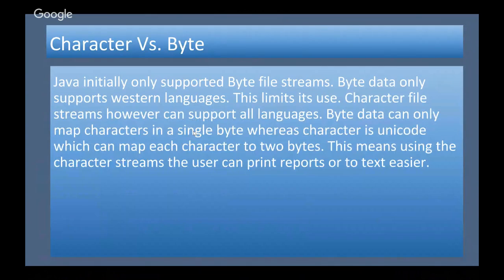Then we have our character versus our byte. Byte file systems is what Java initially started with. The issue with it is that it could only do single bytes, whereas character is Unicode, where it could do more than just 1 byte. The 1 byte system could support Western languages such as English, Spanish, German. However, the 2 byte system can support all languages. So right there we can see a benefit of a character stream. And the greatest benefit is that it can be used to print reports or text easier. It's just great like that.